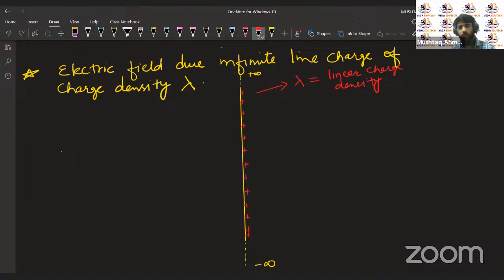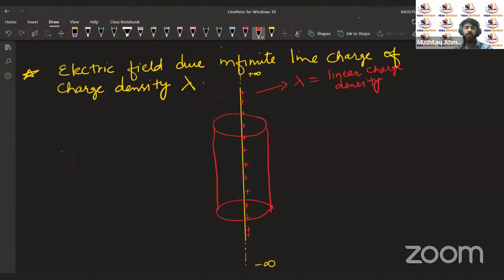Right? So we'll be using Gauss law to find the electric field intensity at some distance r perpendicular to this line charge density. We'll be drawing the Gaussian surface for this line charge density, and the symmetric surface or the Gaussian surface for this line charge density will be cylindrical in nature, right? So we'll be drawing a cylinder. So this is the Gaussian surface for this infinite line charge density, right?